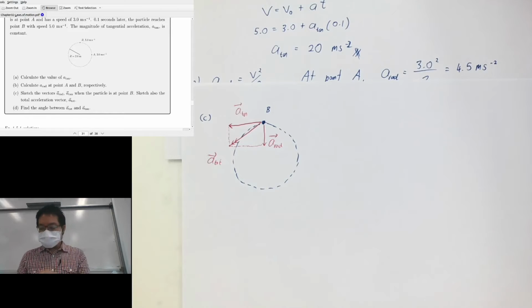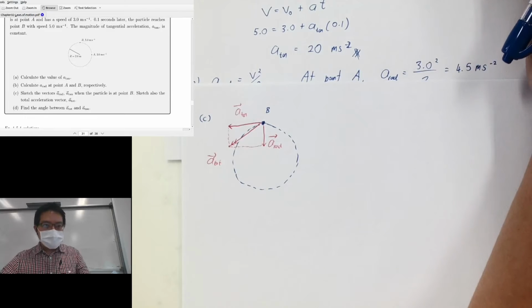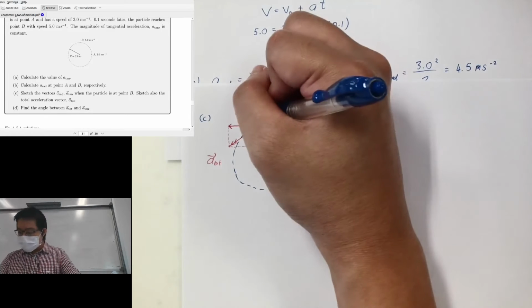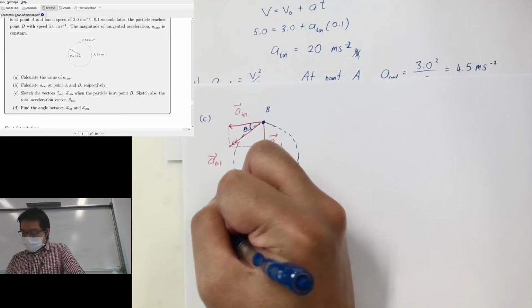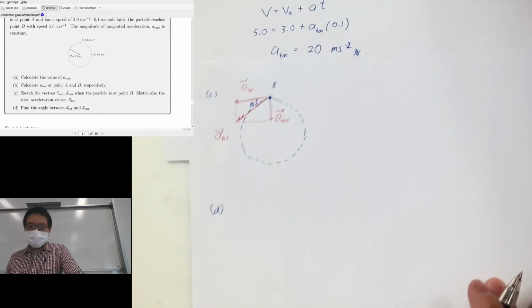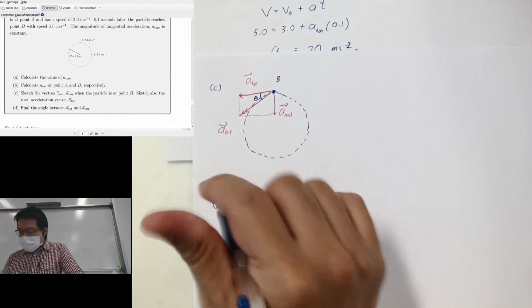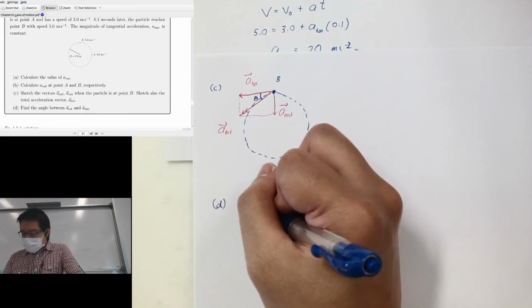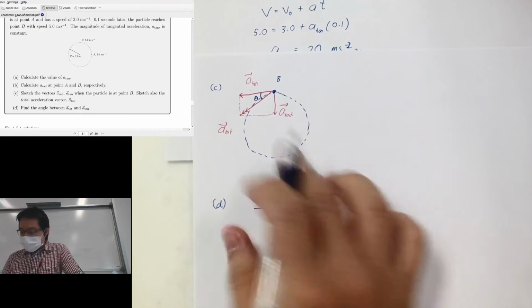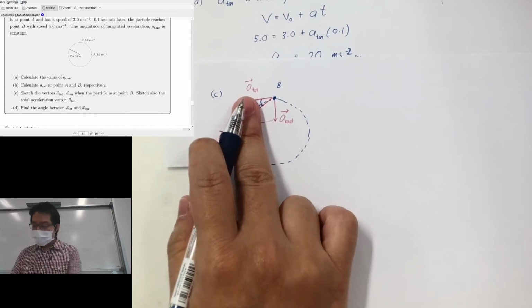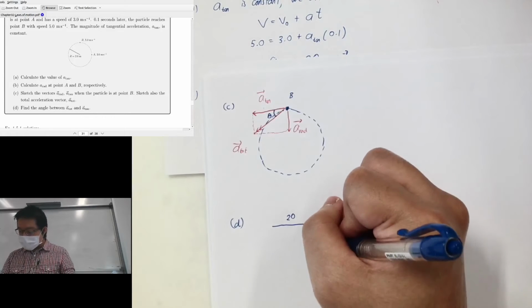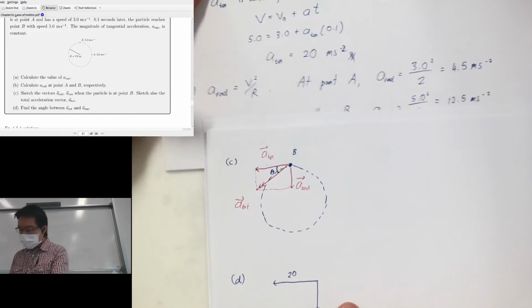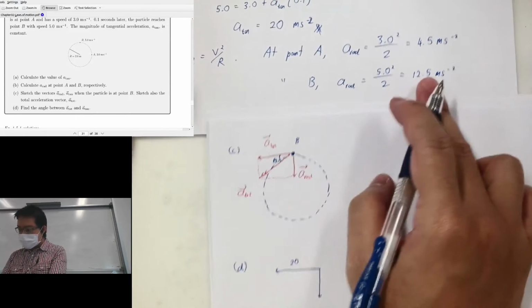That was part C, and part D is to find the angle between A total and A tangential. A total is over here, so this is this angle. How to get this angle? Well, this is just a triangle, right? Just now we got this, so we can use our triangle method. The length of this vector was 20. And the length of this vector, when it's at point B, was 12.5.